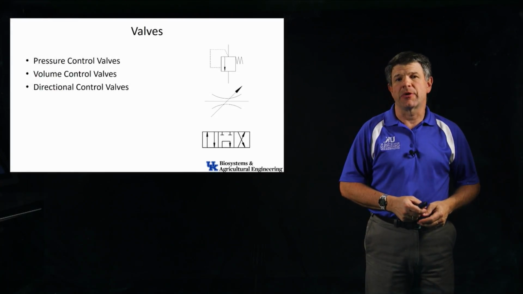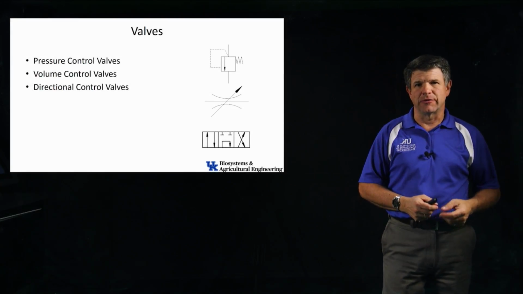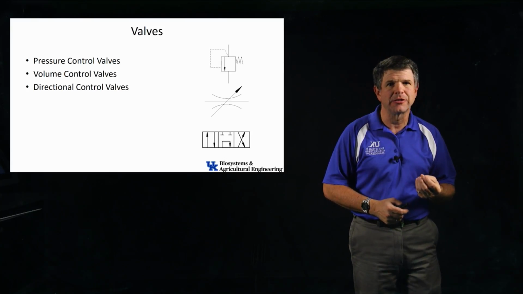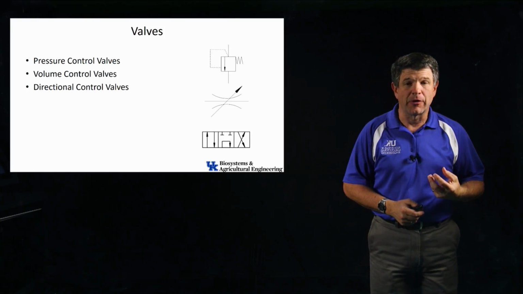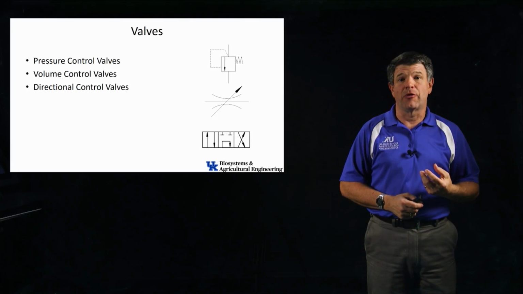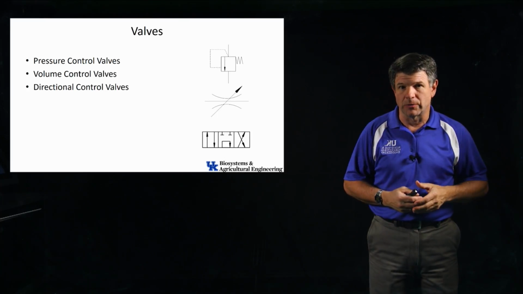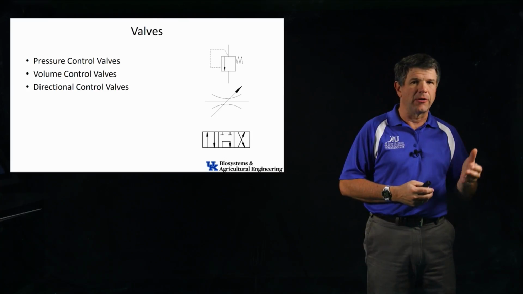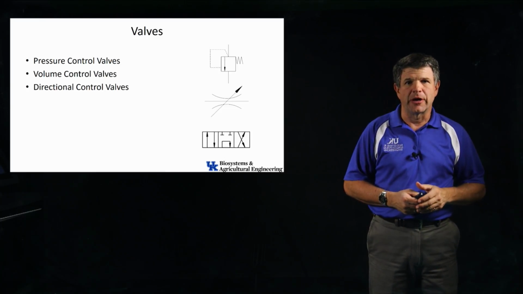The last valve type we're going to look at is the directional control valve. So we've already talked about how to control pressure in a circuit, how to control the flow rate in a circuit. The directional control valves tell us where it's going to go. So it sends it to one part of the circuit or another and allows it to flow one direction or another.